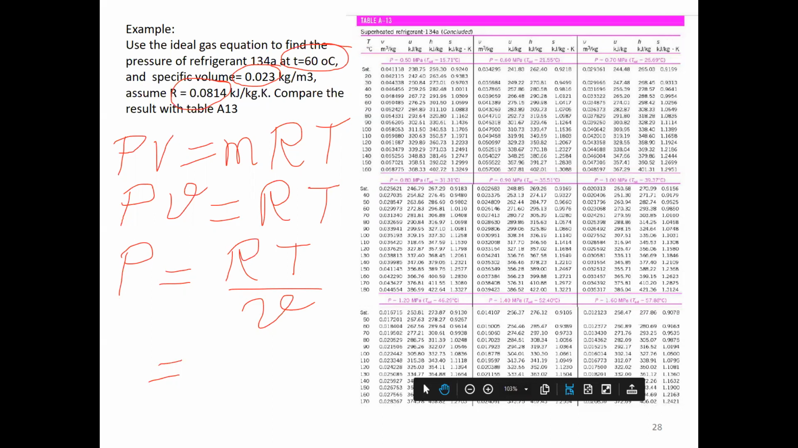0.0814, yeah, correct. 0.0814 multiplied by 60. Okay, so when you need to convert it to Kelvin, we have to add 273 to the Celsius to make it Kelvin.